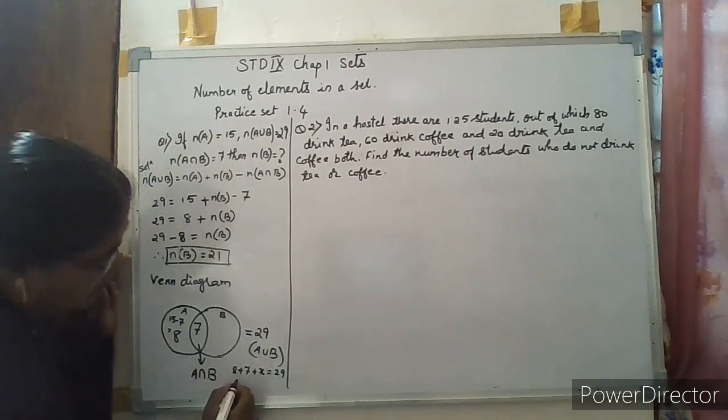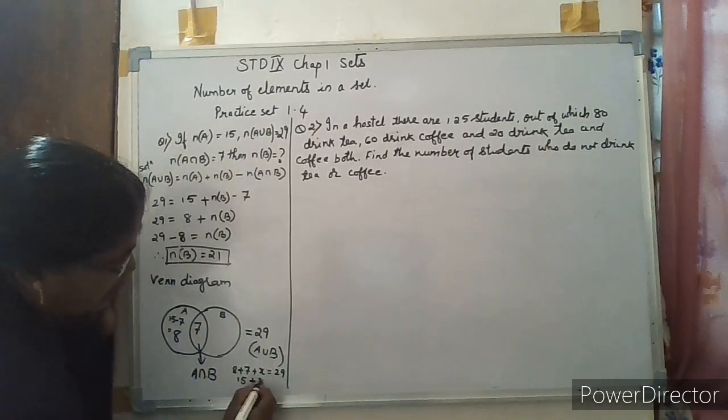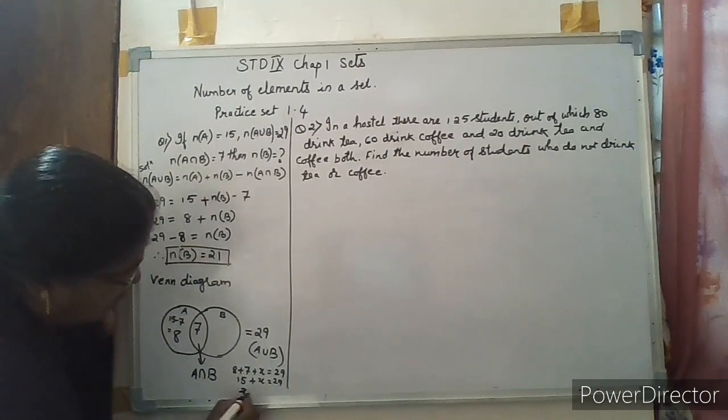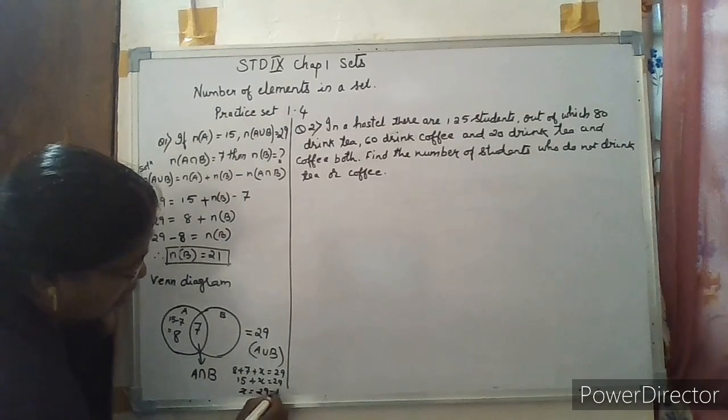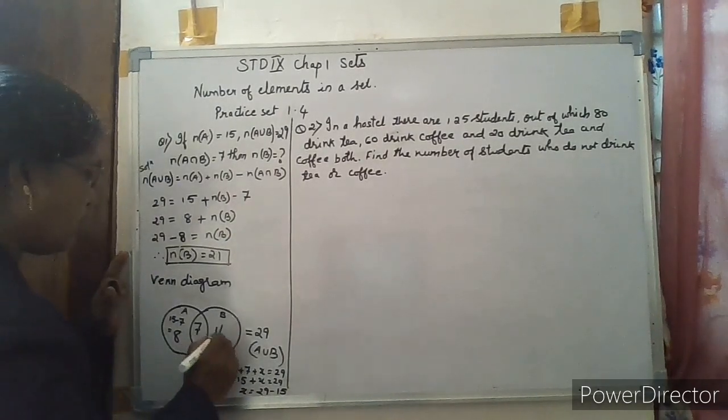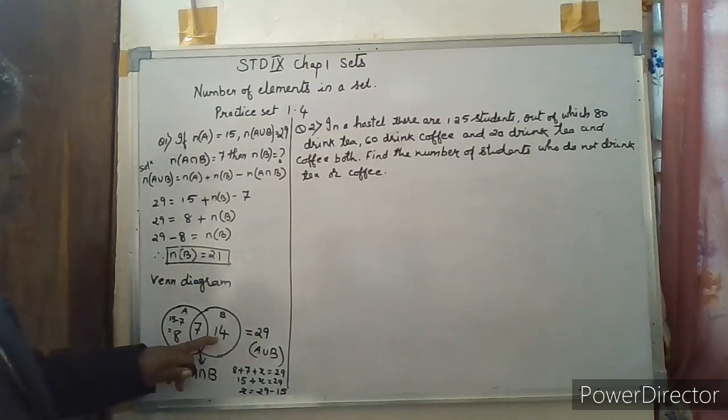So 8 plus 7 is 15. 15 plus x is equal to 29. So x is equal to 29 minus 15, so that will give you 14. So the number of elements here is 14.